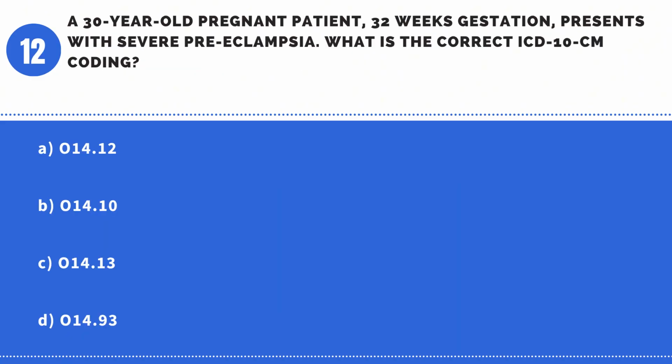Question 12. A 30-year-old pregnant patient, 32 weeks gestation, presents with severe preeclampsia. What is the correct ICD-10-CM coding? A. O14.12. B. O14.10. C. O14.13. D. O14.93. Answer C.